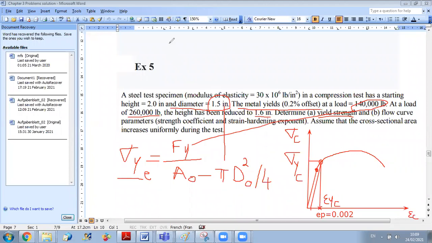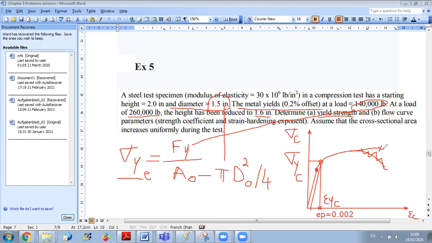If you want, we will stop somewhere like this. It will be like this. Because it's a compression test, not a tension test, this part will not be here. Okay, because we don't have necking in compression, and it will be something like this. It will continue to increase until fracture.